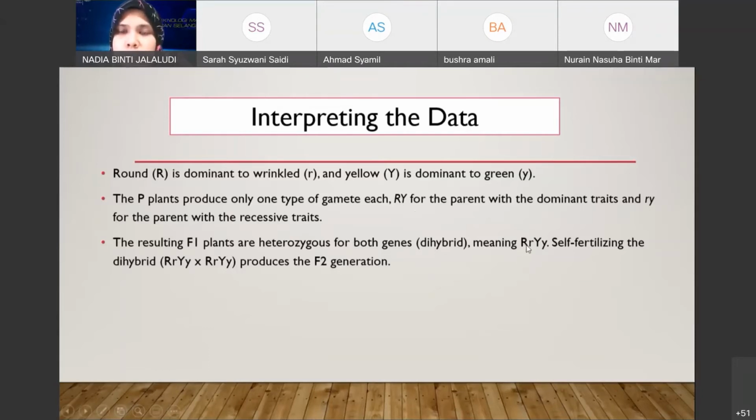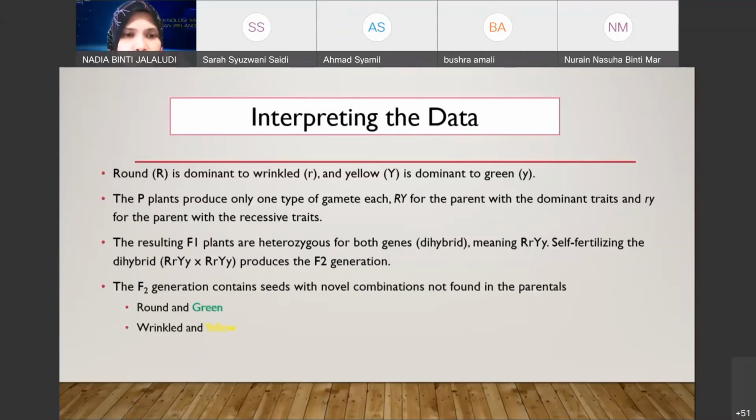So semuanya R besar, R kecil, Y besar, Y kecil. And self-fertilizing between yang ni, dihybrid ni, produce the F2 generation. So dia punya F2 generation ni suddenly have seeds with novel combinations not found in the parentals. So tiba-tiba dah ada yang berbeza sikit. Dia ada round and green, wrinkled and yellow. Dia dah tak ikut parents dia, dia ikut atuk nenek dia pula. Ada round and green, wrinkled and yellow.